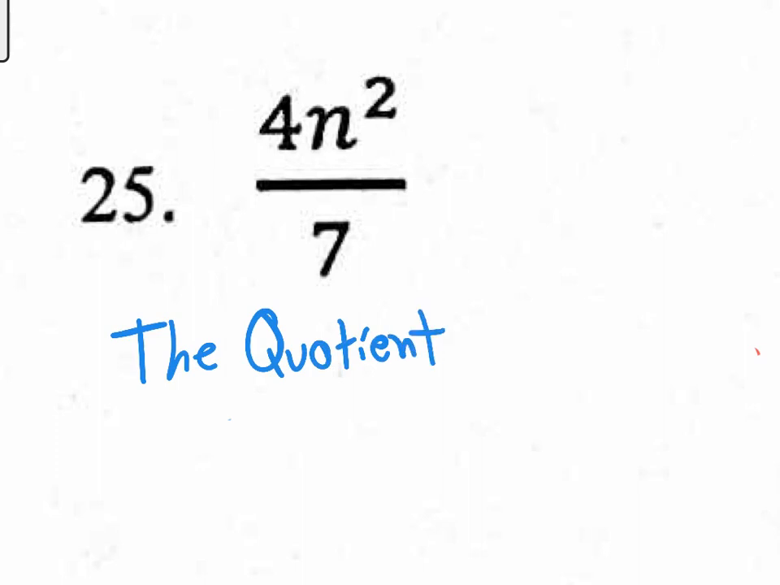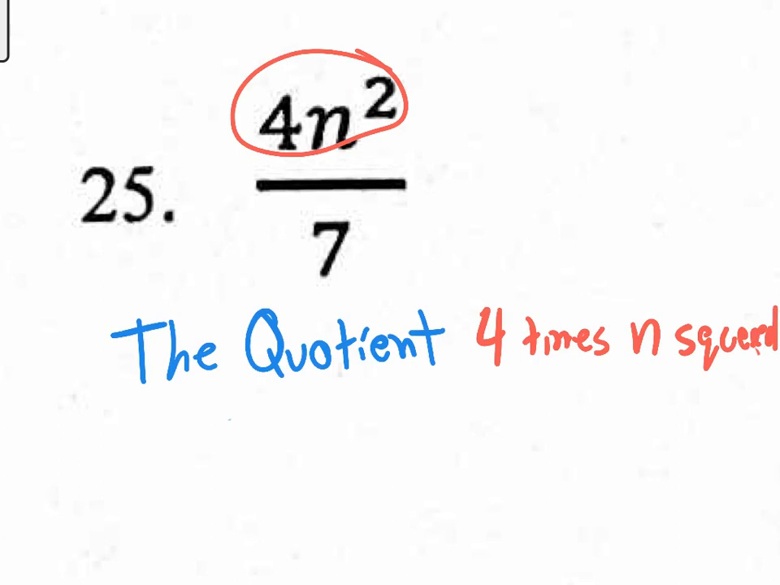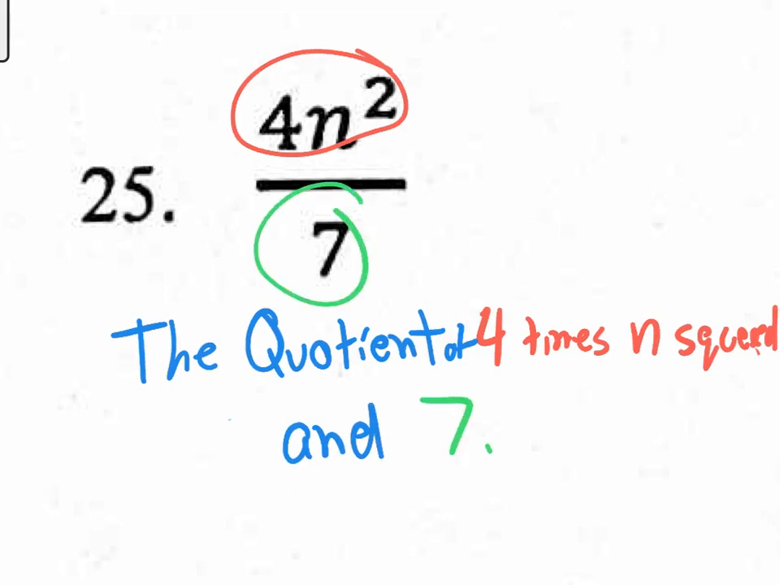of something and something. All right, so what's up on top? 4. 4 times n squared. The quotient of 4 times n squared and what else? 7. That's it. That's probably the best, most likely answer on your multiple choice. The quotient of 4 times n squared and 7. Again, we could have said it differently. We could have said 4 times n squared divided by 7. But I like the quotient of 4 times n squared and 7.